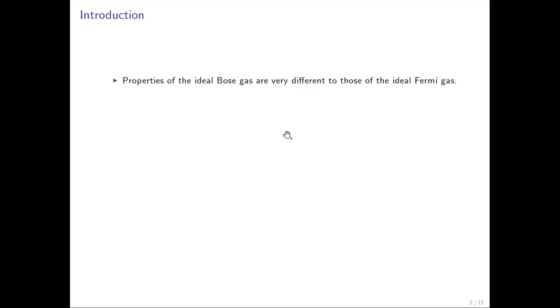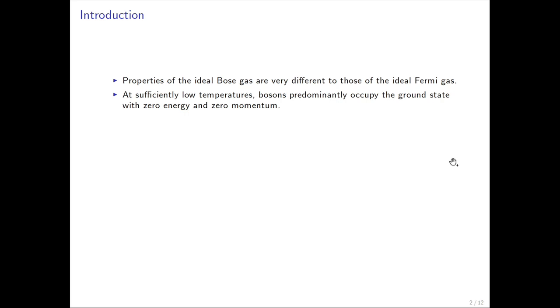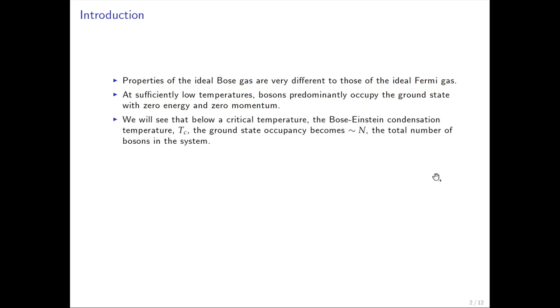So, of course, when we have a collection of bosons, or an ideal Bose gas, that is a collection of non-interacting bosons, the properties are really quite different than those of the ideal Fermi gas. And of course, that's because of the statistics. And we'll see that at sufficiently low temperatures, bosons predominantly occupy the ground state at zero energy and zero momentum. So we'll see that below a critical temperature, which we call the Bose-Einstein condensation temperature, TC, the ground state occupancy becomes of order N, the total number of bosons in the system.